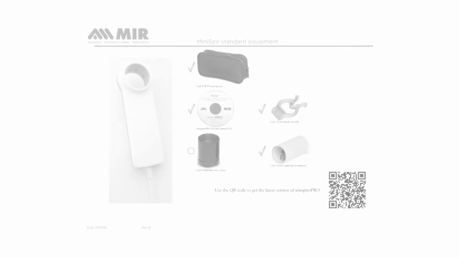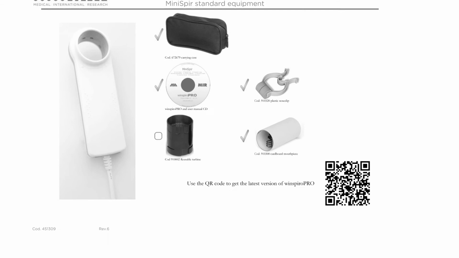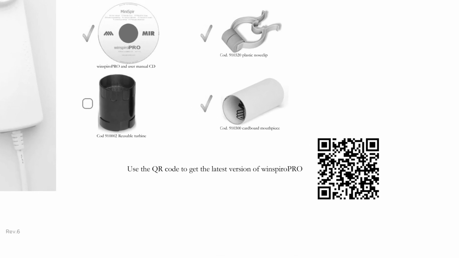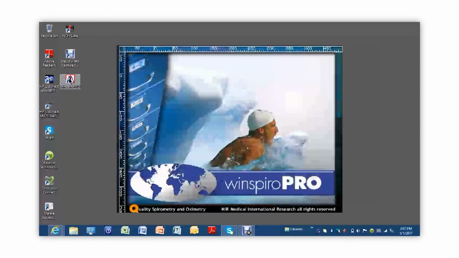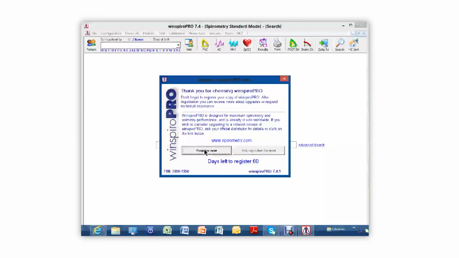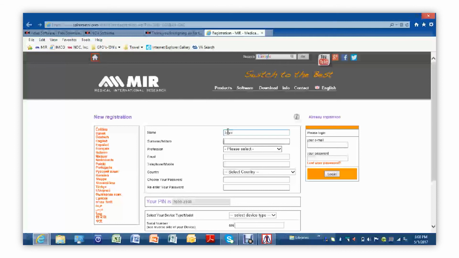The first thing you will need to do is install the WinspiroPRO on your computer with the enclosed CD. In case the CD reader is not available, you can use the QR code on the info sheet included in the standard device packaging. Once opened, the program will ask you to register. Follow the steps as illustrated, and you will be able to register your software for use.